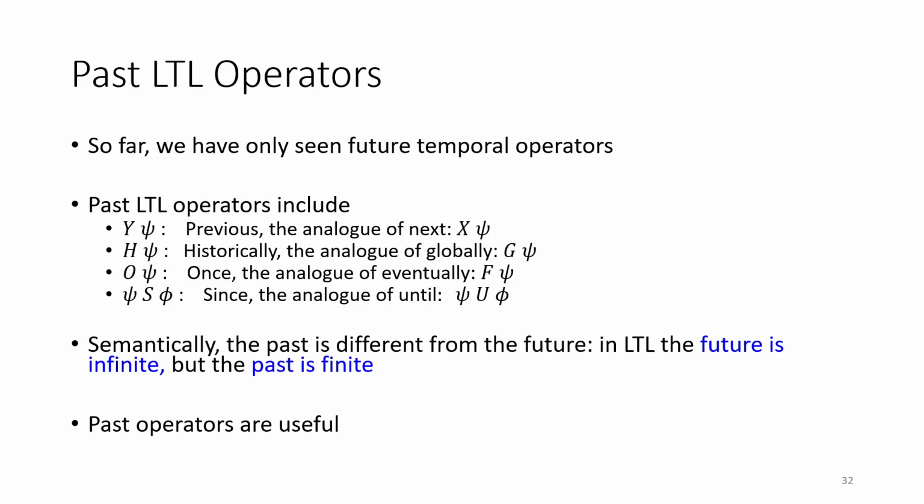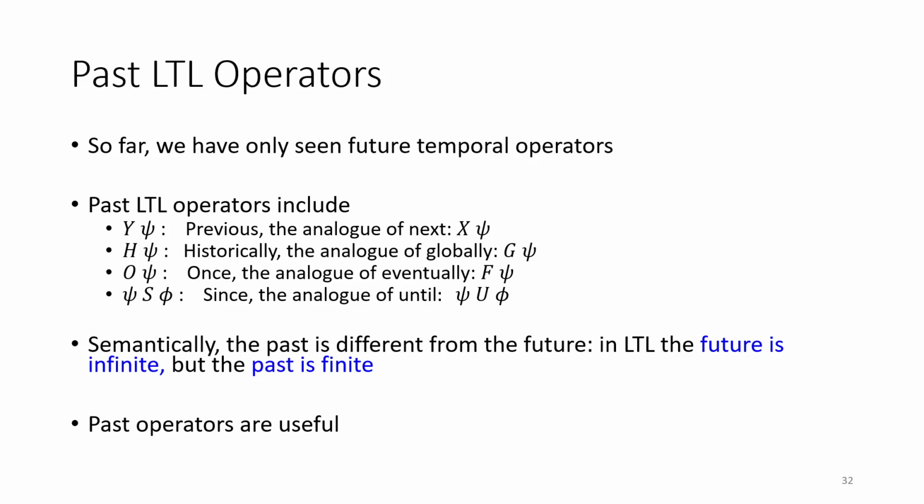Then once is a bit like eventually, because it means that once in the past, something must have happened. In eventually, we say that sometime in the future, something must happen. So they both require that it actually did happen. And then we have since, which is the analog of until. So what does this analog mean?